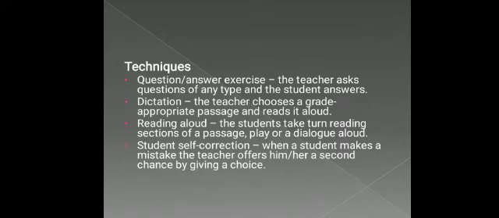These are the techniques of this method. First is question answer exercise. Second is dictation. Third is reading aloud. Fourth is student self correction. In this method, the teacher asks questions of any type and the students answer. The teacher chooses a grade appropriate passage and reads it aloud. The students take turns reading sections of passages, a play or a dialogue aloud. And next, when a student makes a mistake, the teacher offers him or her a second chance by giving a choice.